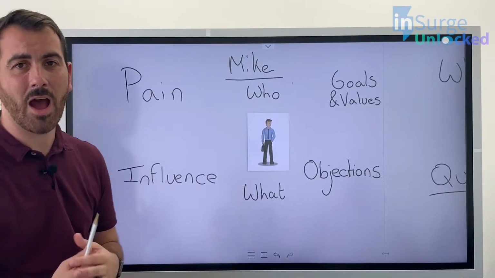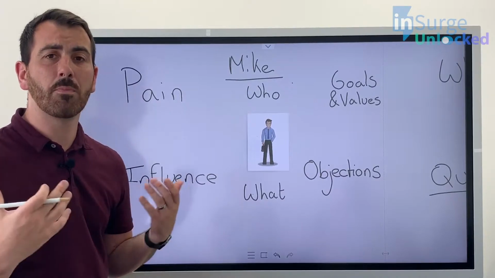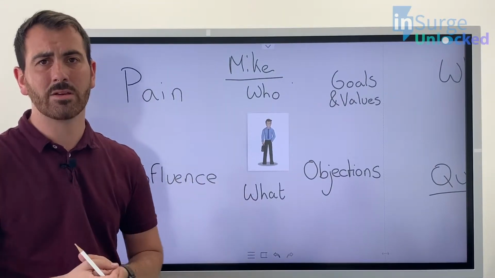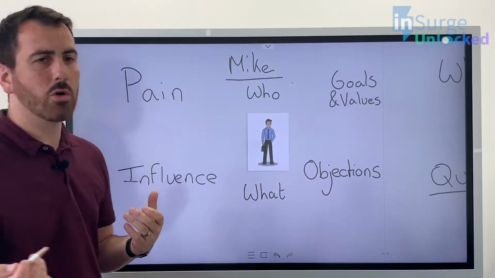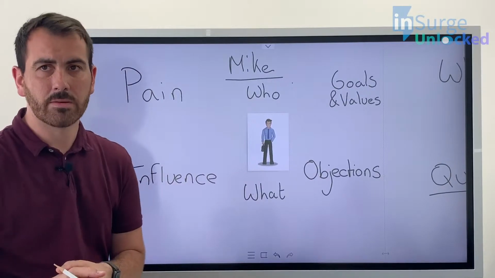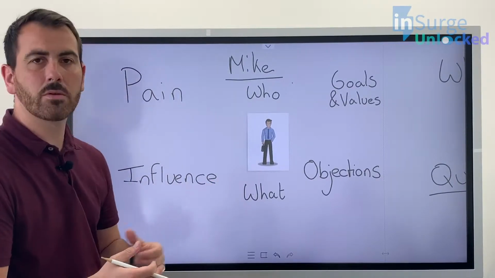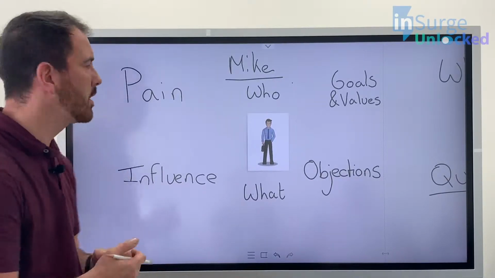So Mike is our client avatar, and I'm going to walk you through the steps of how we put together what Mike is going to look like and sound like and what kind of buyer he's going to be. So first of all, we're going to talk about who is Mike. Things like his age, things like that. And what does he do? So this is based around his career.